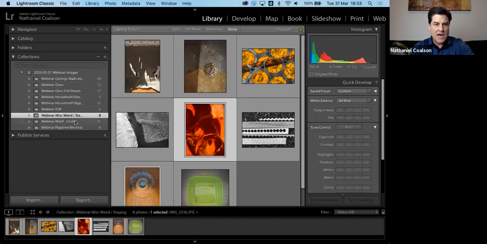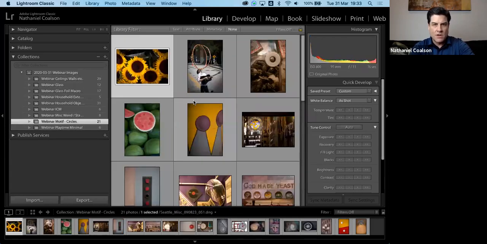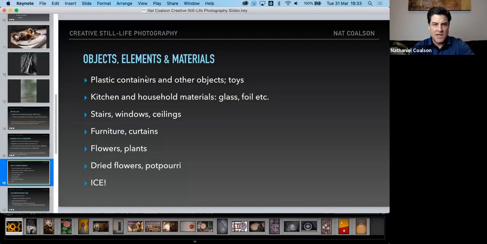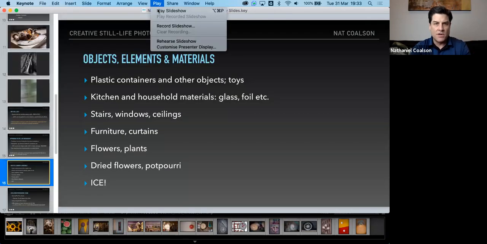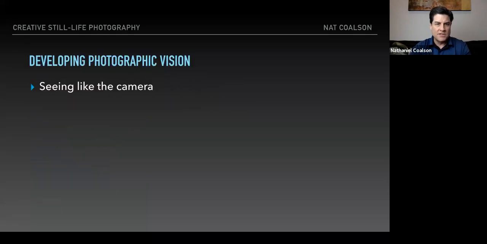I'm going to jump back into this Lightroom presentation in just a second, but let's continue on through the slideshow here. So we want to always be working on being able to see like the camera. You've probably noticed, all of you experienced photographers, that sometimes you see something and you think it's going to make a good picture, and then you make a few frames and you realize it's not working out. I have some tips for you that I'm going to share with you in just a minute.